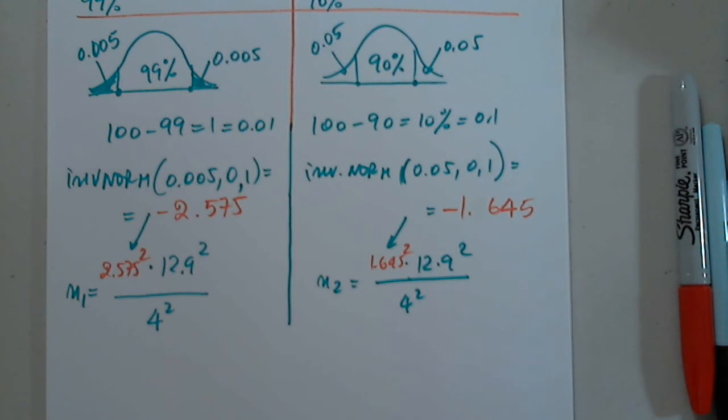1.645. Do you expect this number to be smaller or bigger? Don't say anything. If I decrease the numerator from 2.5 to 1.6, the answer has to be bigger or smaller? Smaller. Yes, because I decreased the numerator.